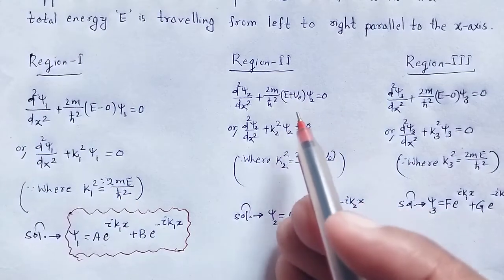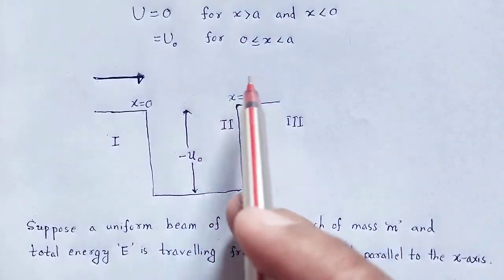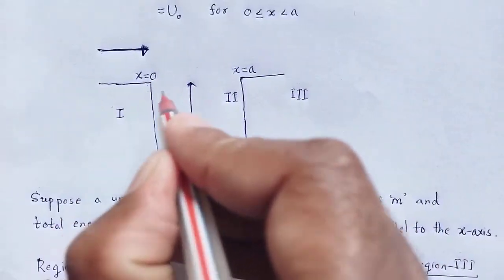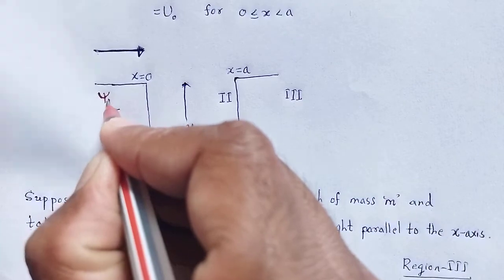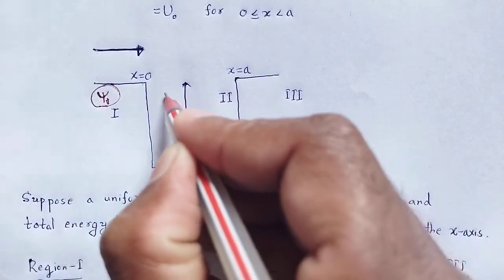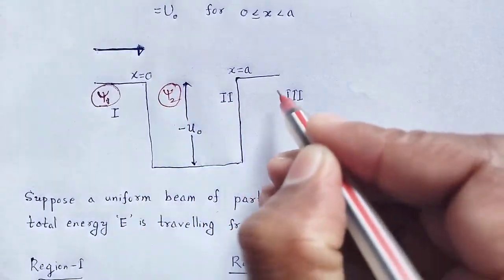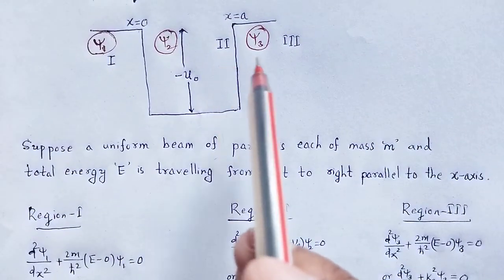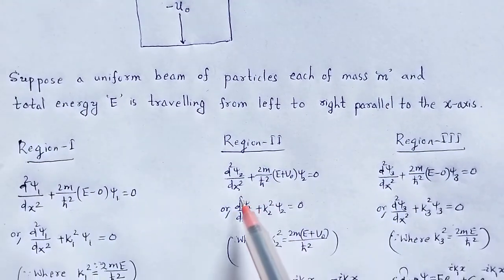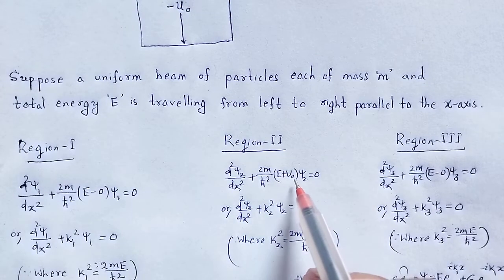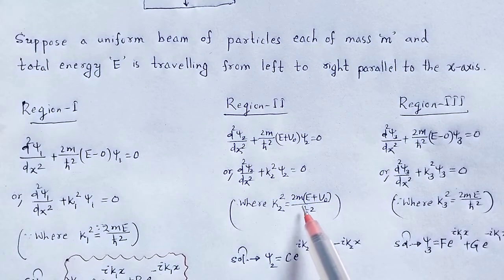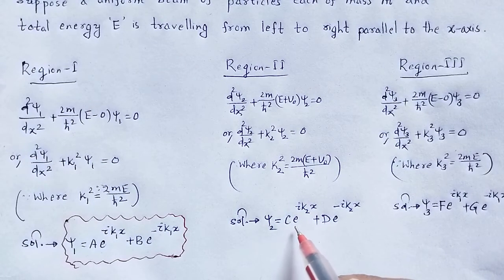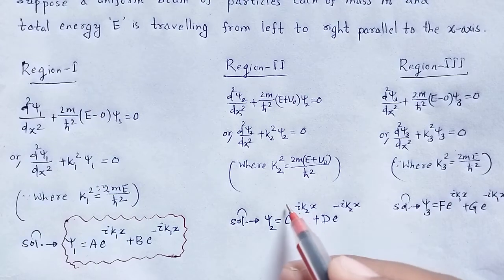In region 2, inside the range 0 to a, the potential is U naught. We introduce the potential term here. In region 1 we use the wave function psi 1, in region 2 the wave function psi 2, and in region 3 the wave function psi 3. Using the time independent Schrodinger equation in region 2: d square psi 2 by dx square plus 2m by h cross square (E plus U naught) psi 2 is equal to 0, where k2 square is equal to 2m (E plus U naught) divided by h cross square. So the solution will be psi 2 equal to C e to the power i k2 x plus D e to the power minus i k2 x.